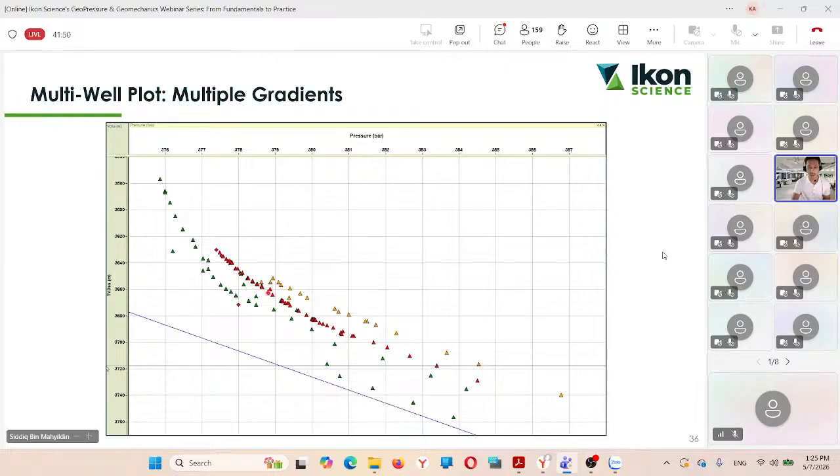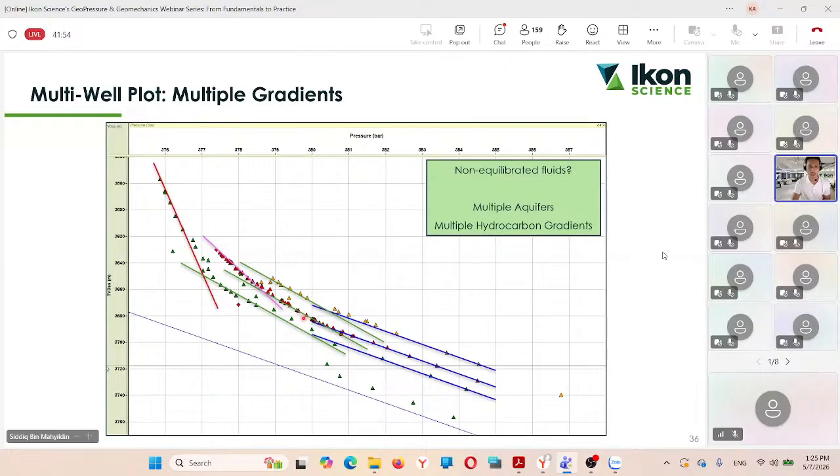The color is the color of the wells. And instead of falling on a single clean line, you can see that the data actually forms several different trends or gradients. Each of these lines represents its own fluid gradient. For example, this is a water gradient, another water gradient, this is an oil gradient, and this is probably the gas gradient.